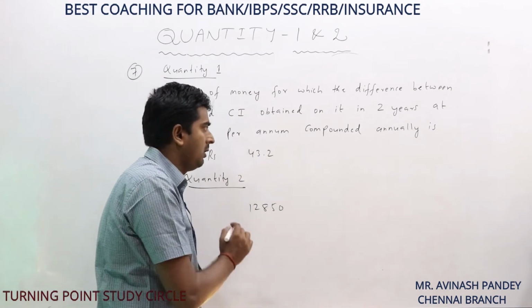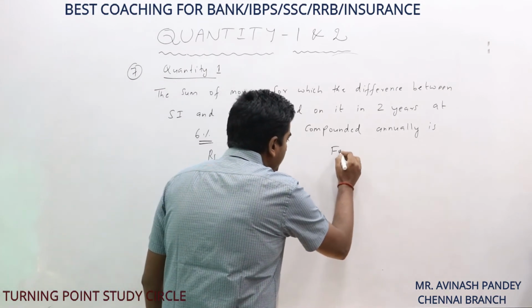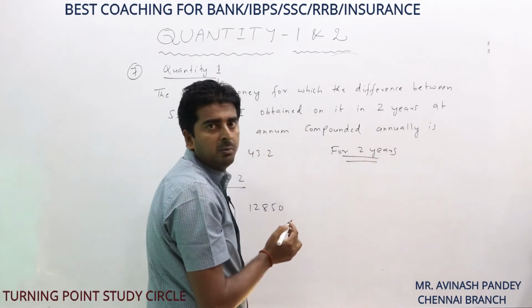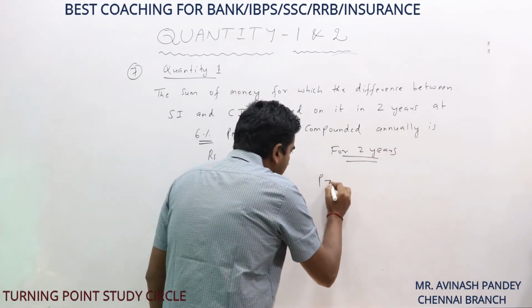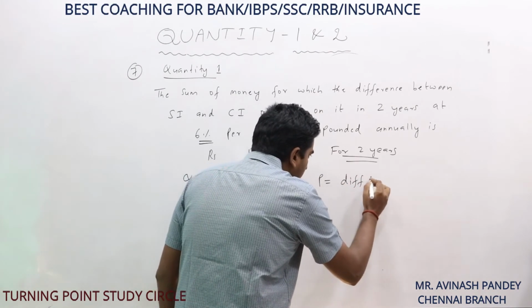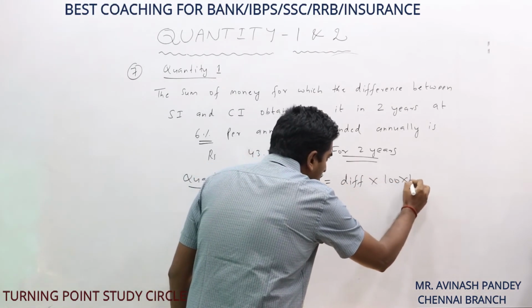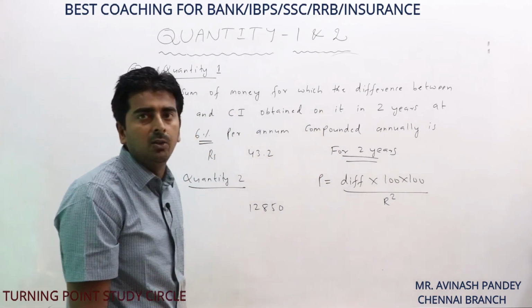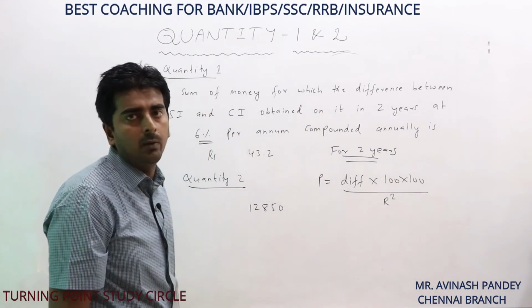So I will put the formula also here. So for 2 years, what is the formula? Whenever the difference between SI and CI is given, principal is equal to difference into 100 divided by R square, right? Principal is equal to difference into 100 divided by R square.